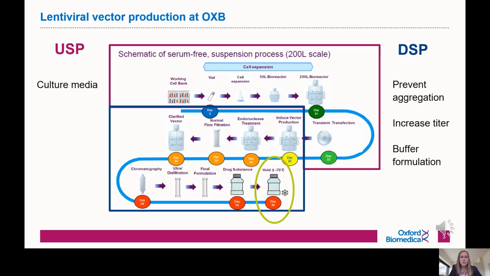So this is just a schematic representation of what the production process looks like for our vectors, and it can be divided into upstream processes as well as downstream processes. And so in particular, we could, for example, optimize the cell culture media, or on a later stage, find a way to use osmolality to prevent vector aggregation, increase titer, and of course, even changing the buffer formulation to better suit the end application.